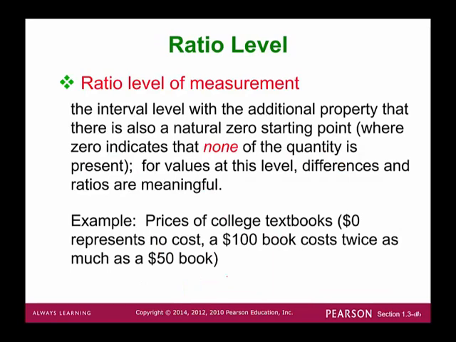And the ratio level of measurement is an interval level with the additional property of having a starting point. For the ratio level, that starting point, 0, indicates none of the quantity is present. For example, the price of a textbook, say on those websites, could be $0 with some shipping cost. So $0 represents no cost. And a $100 book costs twice as much as a $50 book. That means the difference is meaningful, and it also has a sequential order with a starting point.